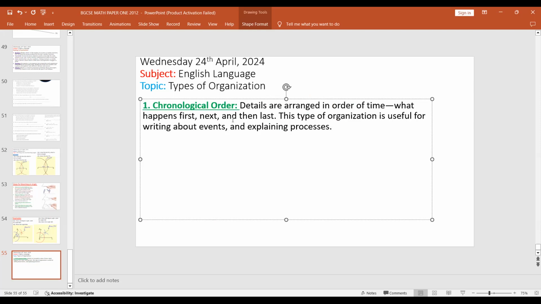So let's say, for example, you're explaining how to bake bread, how to cook pea soup and dumpling. You're explaining a process, so obviously you would have a step-by-step process of what you're trying to do. So chronological order is important.